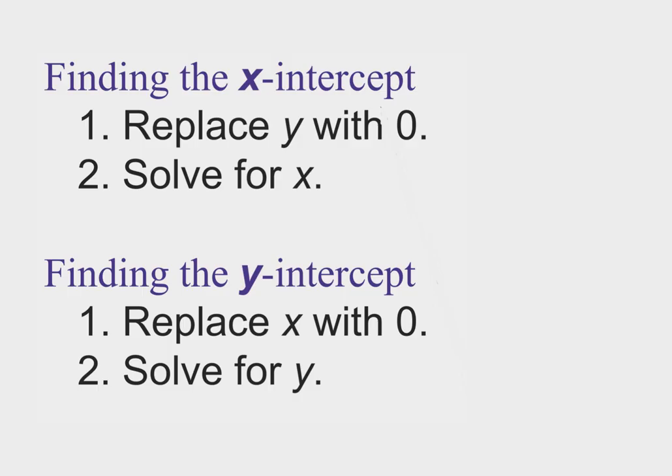So finding the y-intercept and finding the x-intercept is also pretty straightforward. When you're finding an intercept, you're going to set the other variable equal to 0. So if you're finding the x-intercept here, replace the y value with 0 and then simply solve for x. If you're finding the y-intercept, you replace the x with a 0 and you solve for y.